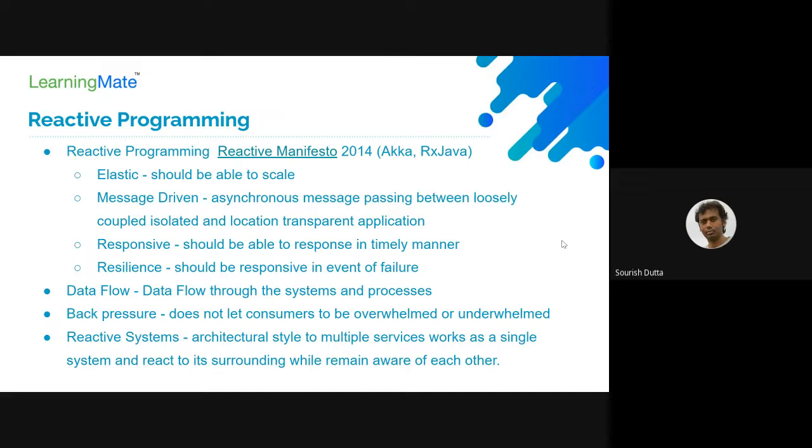It needs to have four key features. One, it should be elastic, so it should be able to scale under load. It should be asynchronous or message driven between components or applications, which means one component may not know about the other. It can be loosely coupled and isolated, so the point of failure can be isolated from one to another. Because of buffering, generally we use messaging systems, different kinds of queues or brokers in between, the same kind of philosophy can be implemented here.